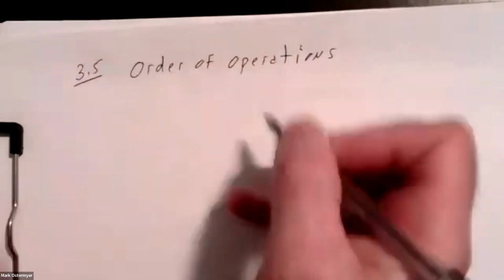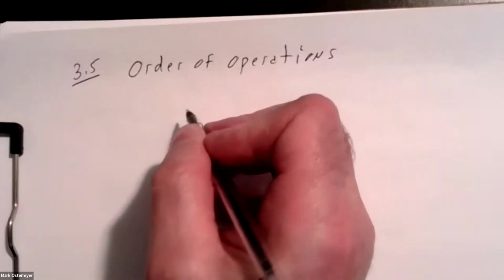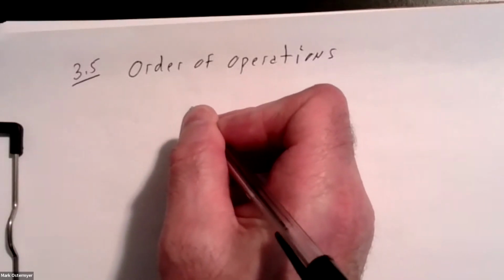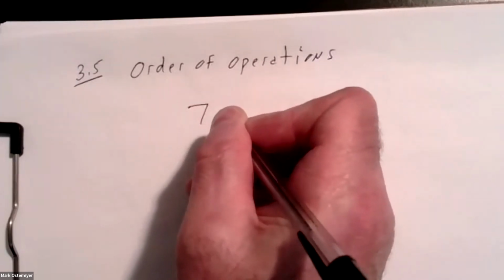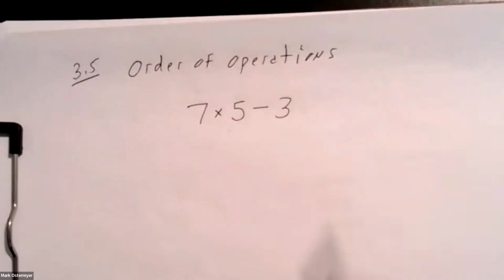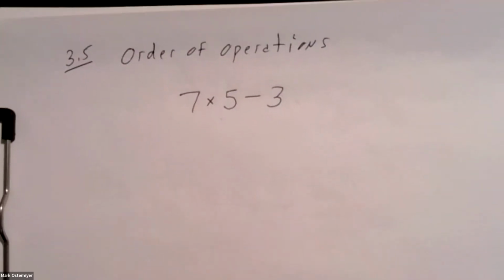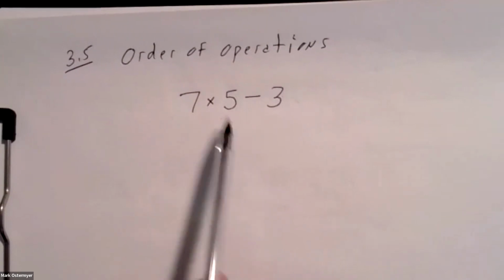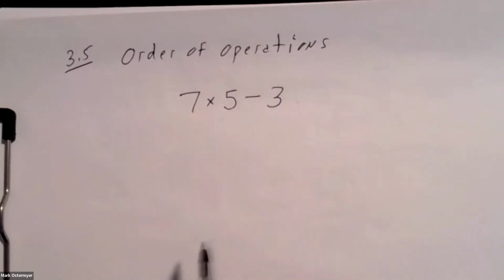Section 3.5. I gave you this problem here. Suppose I gave you 7 times 5 minus 3, and I wanted you to evaluate this numeric expression. I have a question for you. What do we do first? Do we multiply first or do we subtract? Or does it matter?